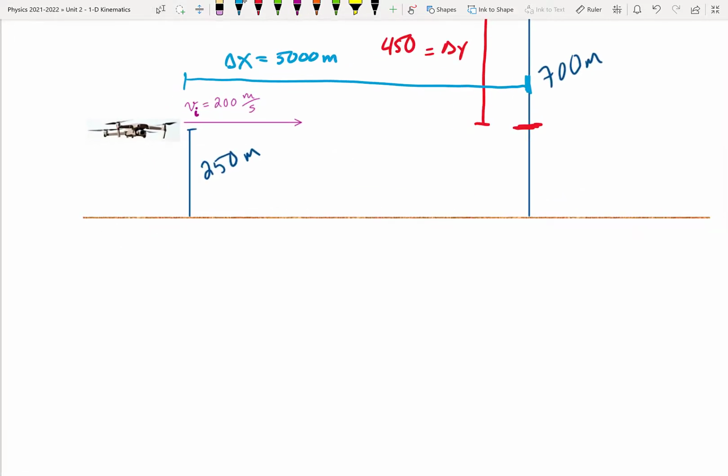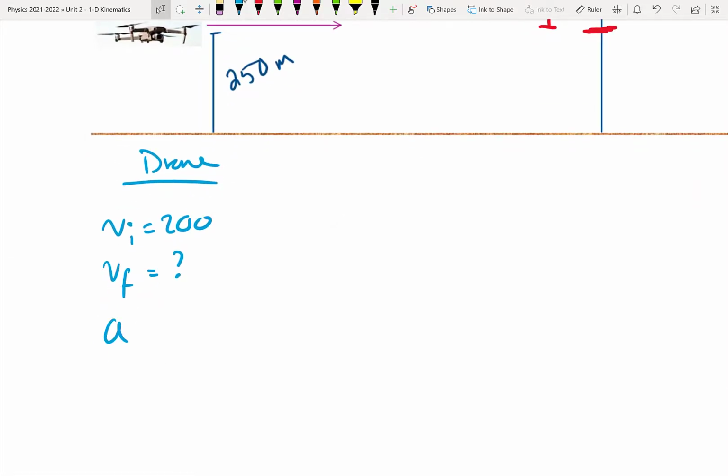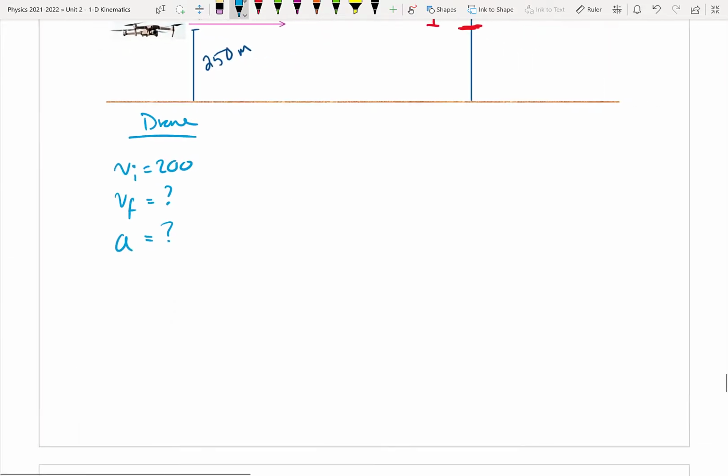So let's do drone over here in blue. VI is 200. VF, I don't know. It's going to be something. I don't really care. I care about the acceleration necessary. The time it's going to spend traveling that distance, I don't know. Delta X is the 5,000 meters, 5 kilometers.